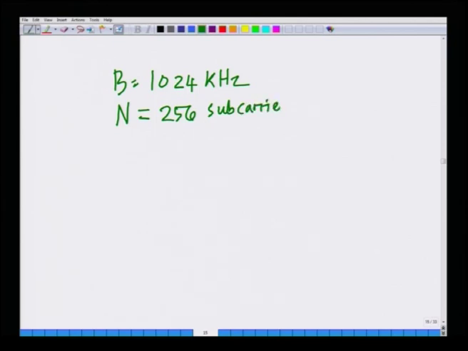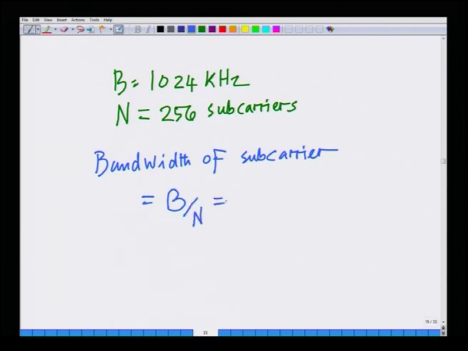Let us say I consider an MCM system. Let me fix the bandwidth at B equals 1024 kilohertz, and consider N equals 256 subcarriers. Then the bandwidth of a subcarrier equals B over N, which is essentially 1024 divided by 256 equals 4 kilohertz.